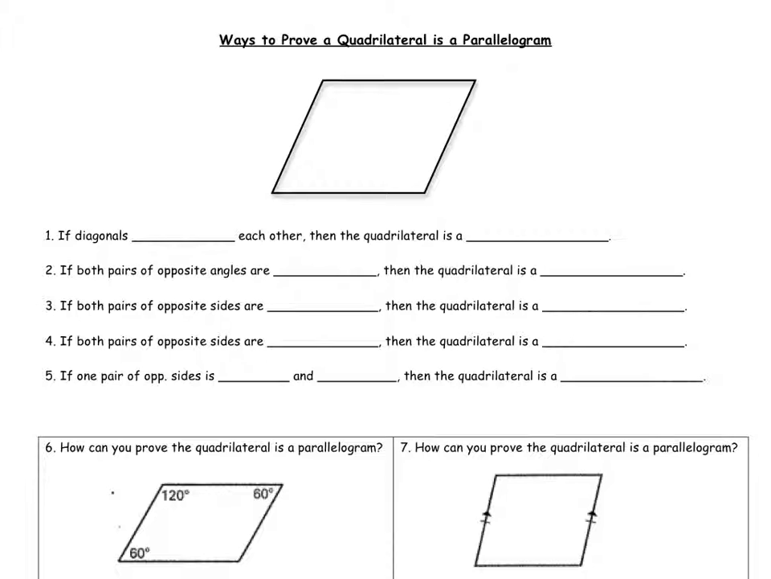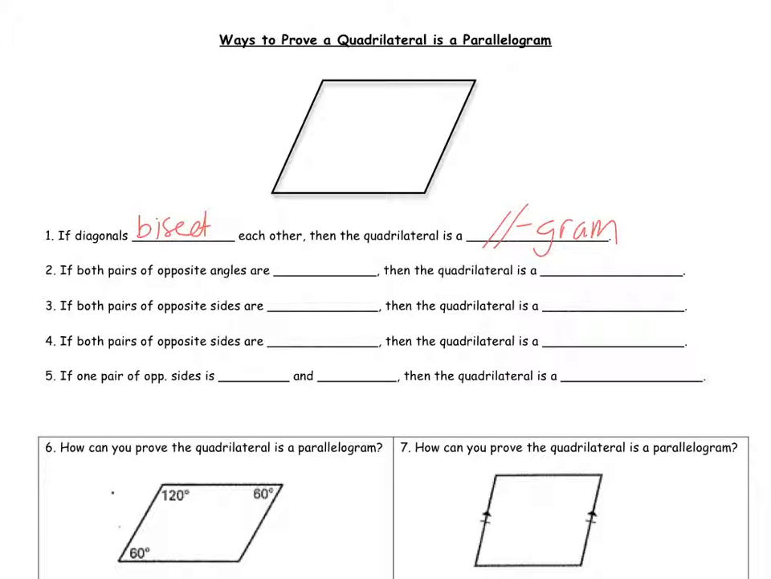So for this one, the goal is to do the converse. On the front side, I said if it is a parallelogram, then the diagonals bisect each other. But now, if I see in a picture that the diagonals bisect each other, then I can say the quadrilateral is a parallelogram. I'm just going to abbreviate with parallelogram. Hopefully that's okay with you guys, because we're going to have to write it a bunch of times.